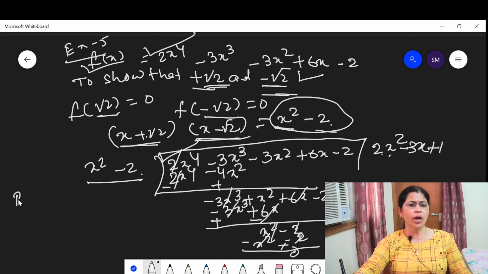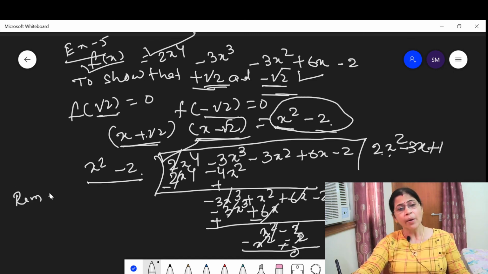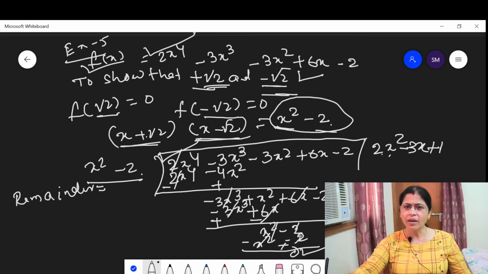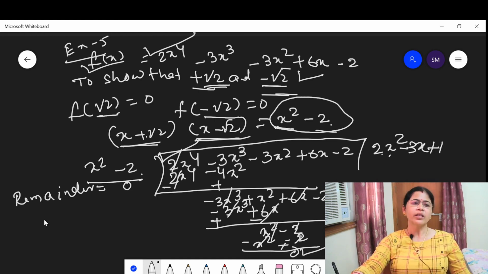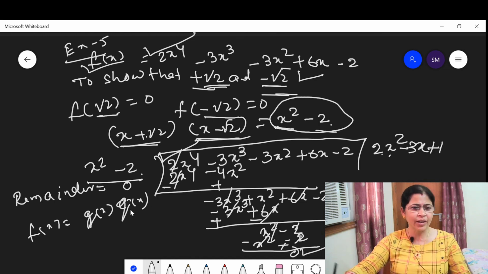This is the main important part of the question. Here you get the remainder is 0. The remainder being 0 means f(x) is equal to g(x) into q(x).